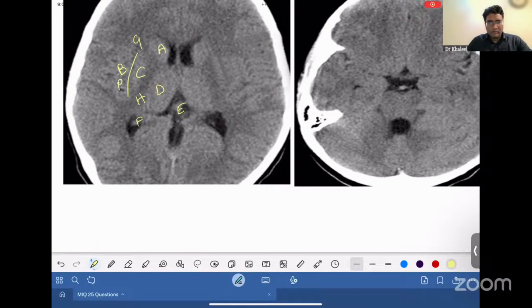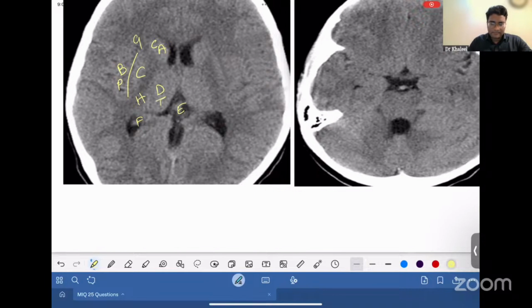If I ask you which is involved in Huntington's chorea, Huntington's chorea is atrophy of the caudate nucleus. So you have to identify the caudate nucleus. This is the caudate nucleus. If I ask you which is the sensory relay center, all sensations relay in the thalamus except the olfactory. So you have to identify the thalamus, the sensory relay center.